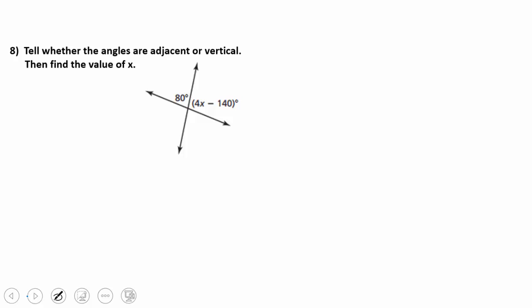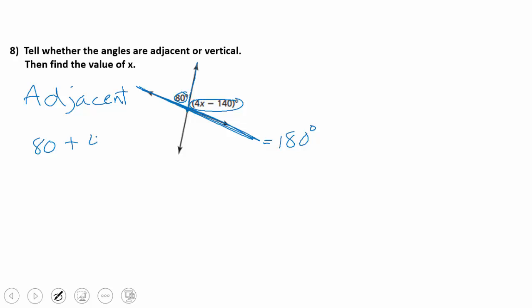Whoa, here I have two intersecting lines. However, the two angles that they're asking us for, 80 and this one, 4x minus 140, are together because they share a vertex and a side. So these two angles are adjacent. And it just so happens that they form this straight angle. What do we know about straight angles? That's right, 180 degrees. So we can add the two: 80 plus 4x minus 140 has to equal 180.